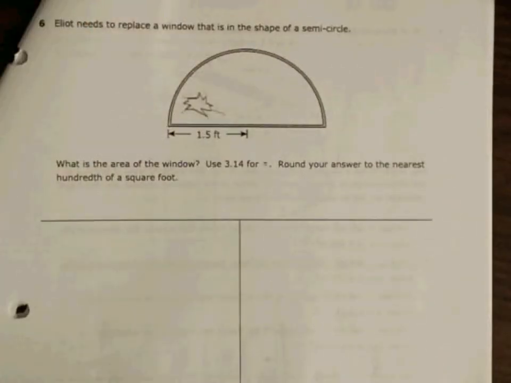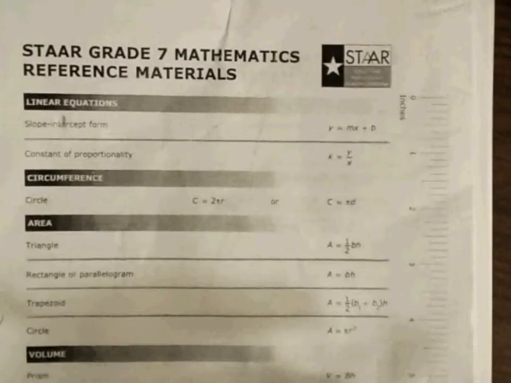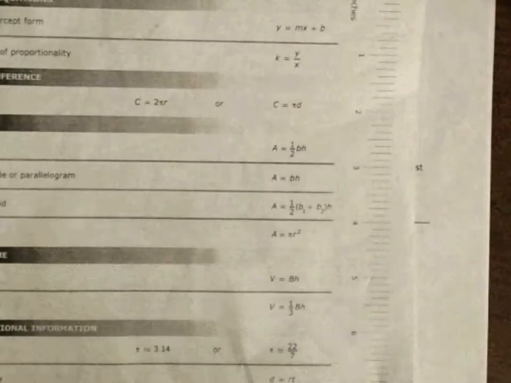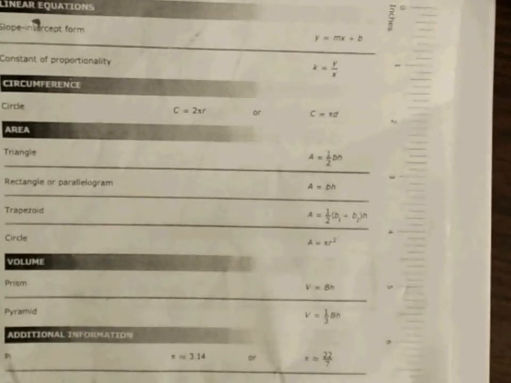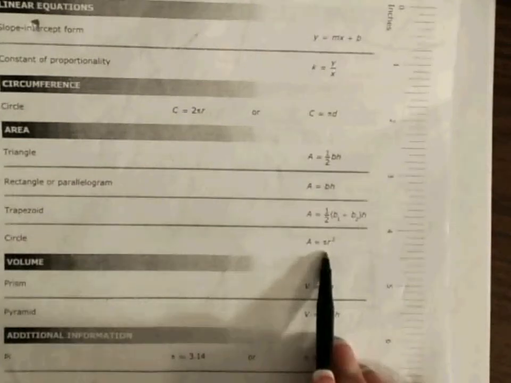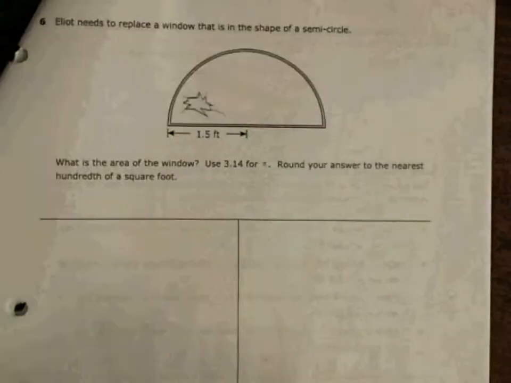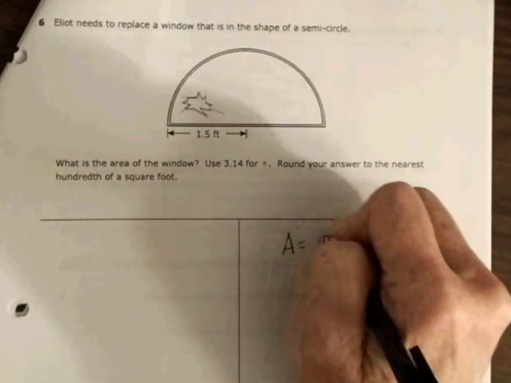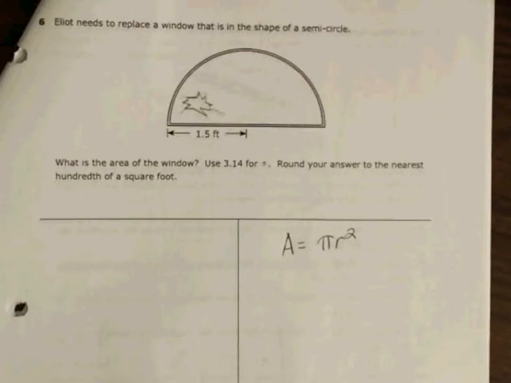So look at your formula chart. We're looking for area of a circle. Always take the time to write it down. It does not take that long, and it will help keep you straight when you get your plan of attack on how to solve a problem. So area of a circle, area equals pi r squared. So we're just going to write that down.